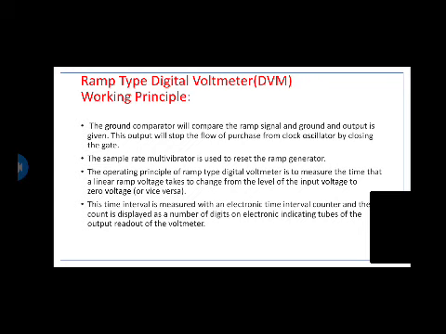The operating principle of ramp type digital voltmeter is to measure the time that a linear ramp voltage takes to change from a level of input voltage to zero voltage or vice versa. This time interval is measured with an electronic time interval counter, and the count is displayed as the number of digits on the electronic indicating tube or output readout of the voltmeter.